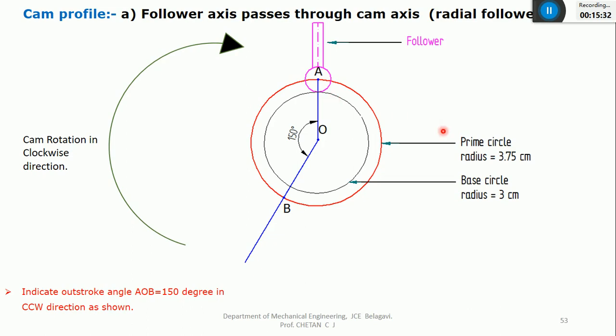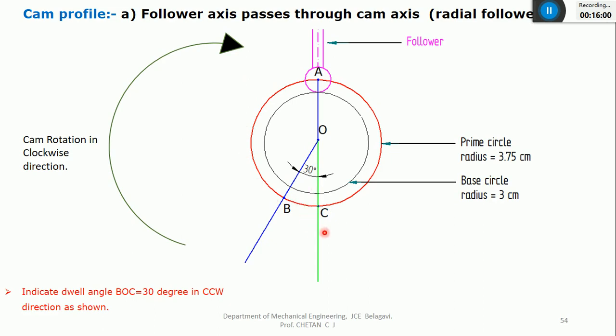And after this, the next angle is 30 degree. So again, I'll take this as a reference line and indicate the 30 degree like this. So this will be BOC, the second angle, the dwell angle. And again, I'll indicate the alphabet C on this prime circle only, the red color circle.